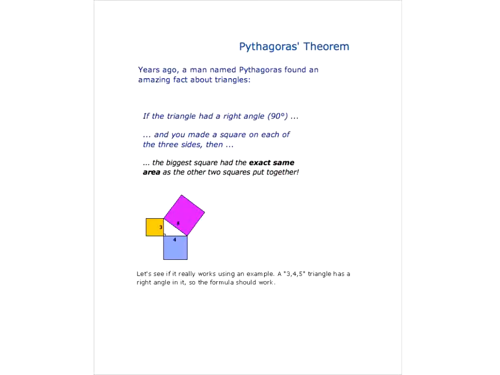Okay, so this is the Pythagorean theorem, which is, just think of the word theory or formula. So a guy named Pythagoras found an amazing fact about triangles. He found that if you had a triangle with the right angle, and we said before we can see those all over the place, right? So if it has 90 degrees and you made a square on each of the three sides, like we did here, then the biggest square had the exact same area as the other two squares put together.